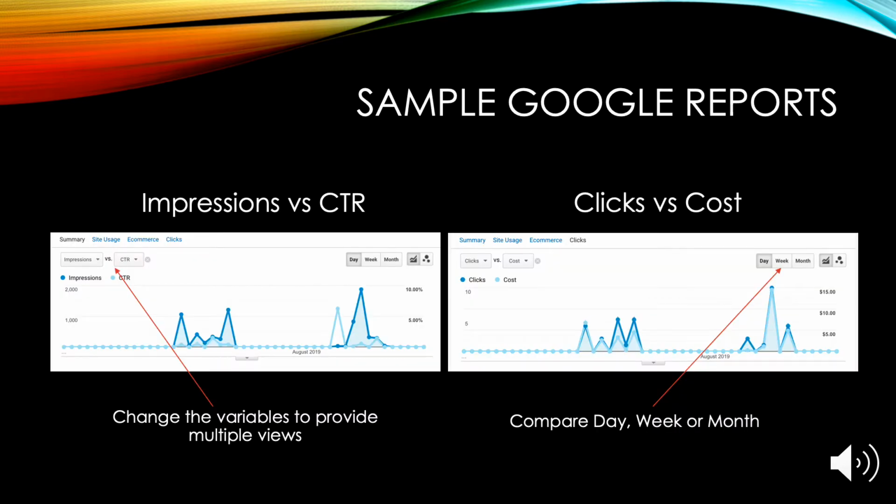Sample Google reports. Google Analytics also provides reports comparing multiple types of data from users to click rates, demographics, and costs. The report on the left shows how many impressions the ads received compared to the click-through rate. This information is displayed over a selected time period, allowing the marketing team to view trends in data. The report on the right compares the clicks the ads received to the cost incurred for those clicks.